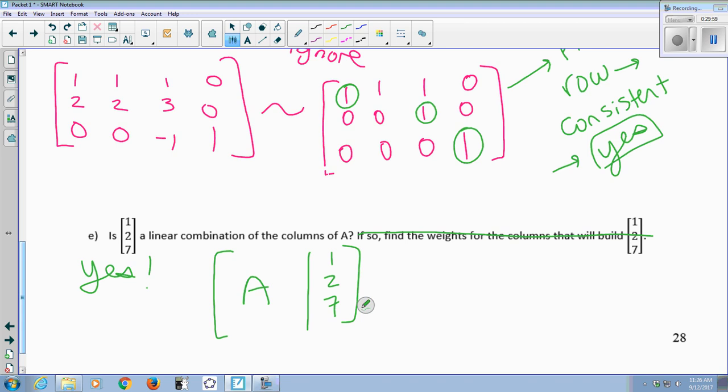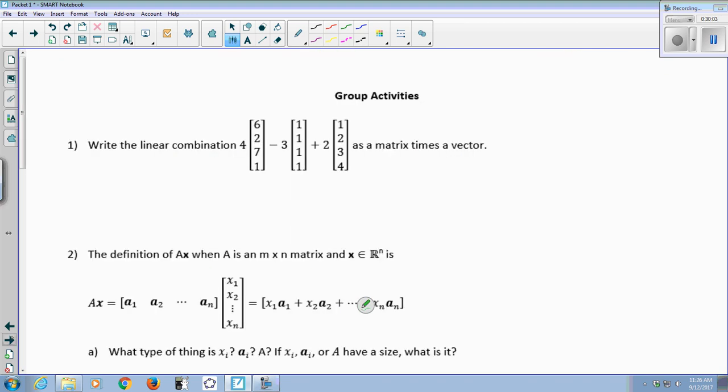All right, so that's it for the lecture portion for 1.4. You can jump into the activities. You've got 35 minutes to try to get through those.